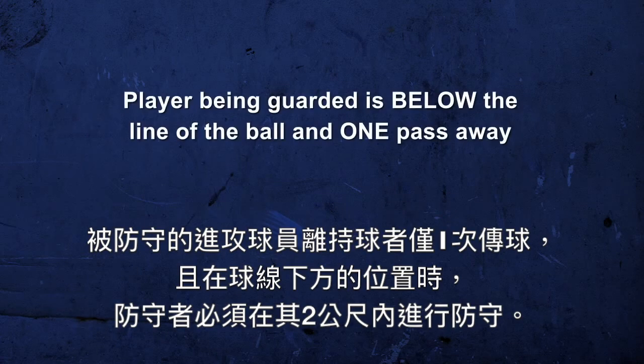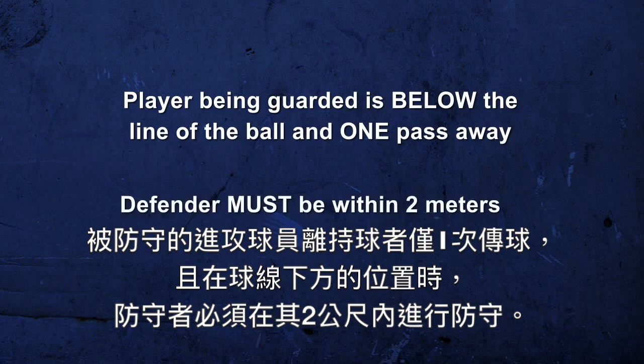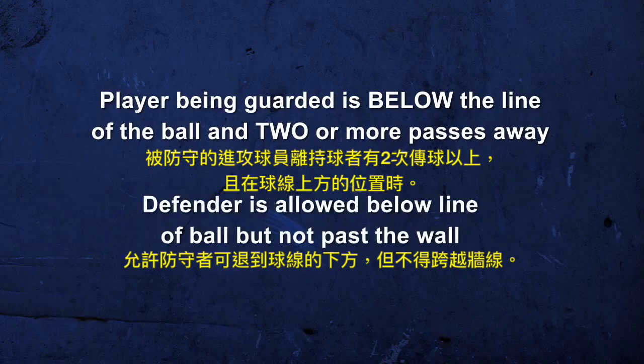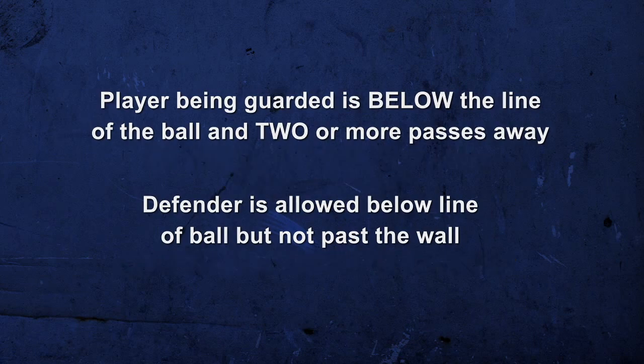If the player being guarded is below the line of the ball and one pass away, the defender must be within 2 meters of his player. If the player being guarded is below the line of the ball and 2 or more passes away, the defender is allowed below the line of the ball but not past the wall.